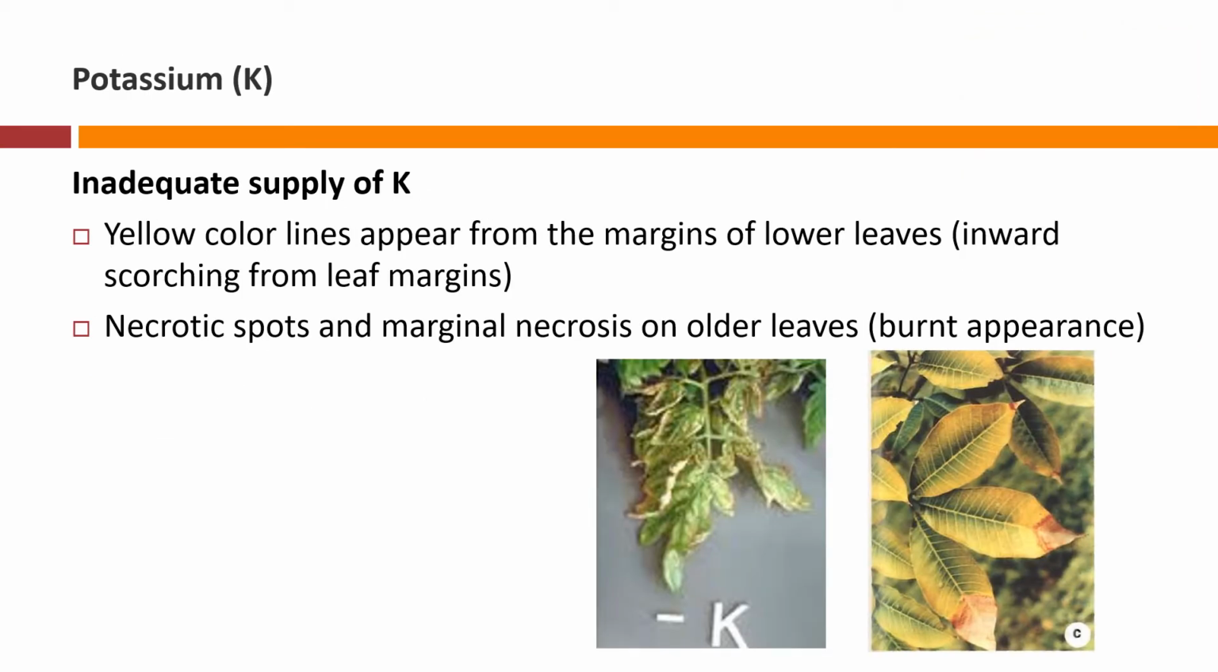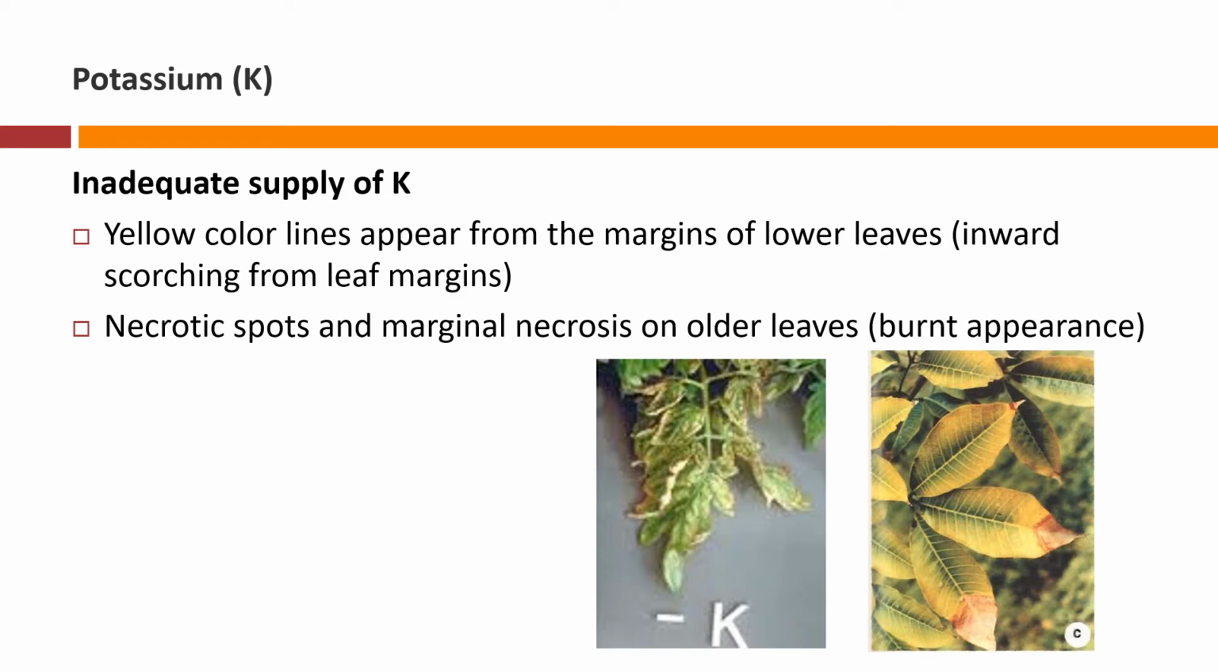So now let's see what will happen to the plant if potassium is inadequate. The inadequate supply of potassium will create yellow leaves, appearing from the margins towards the inside, scorching inwards from the leaf margin. Also we will see some necrotic spots, which are dead tissues, and marginal necrosis on the older leaves, like a burnt appearance. This mostly occurs in older leaves because this is a macronutrient.